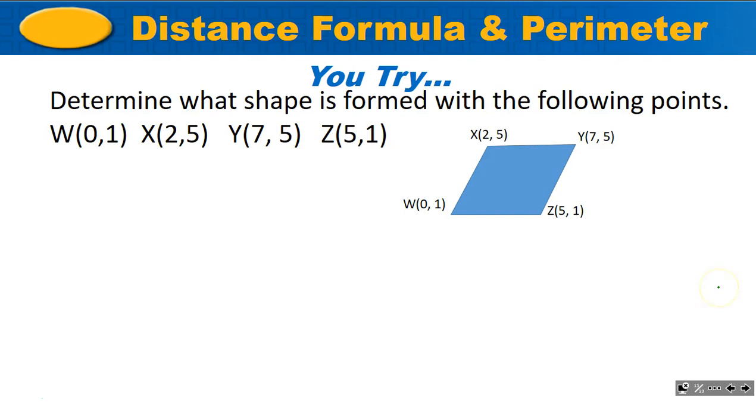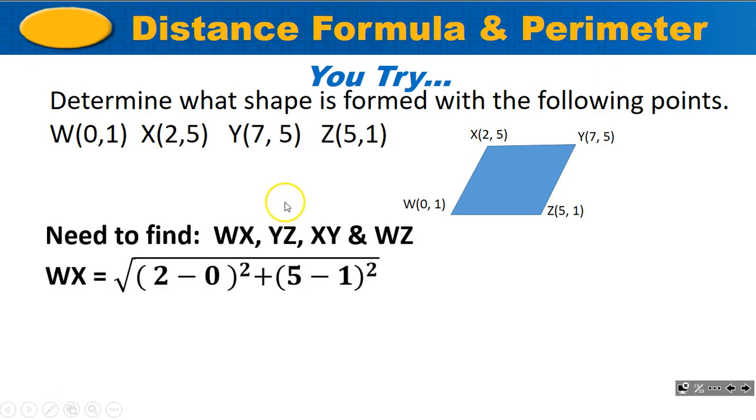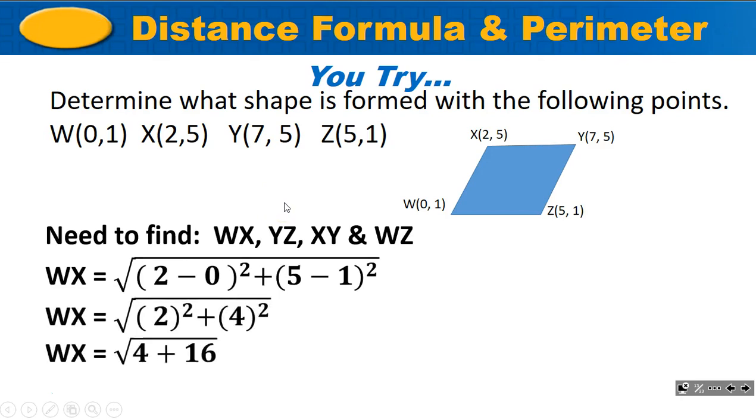All right, now I'd like you to try the problem at the bottom of the page. Again, I always draw the shape. It doesn't have to be exactly like the shape should be, but it needs to be some semblance of it so that I can figure out what my sides are: WX, XY, YZ, and WZ. I also like to do this because then I can compare opposite sides. XW and YZ are opposite sides, XY and WZ are opposite sides. So we need to find the lengths of these sides so we can determine what kind of shape this is. When we find WX, again, we're going to put our points in. This is going to be the square root of 20.